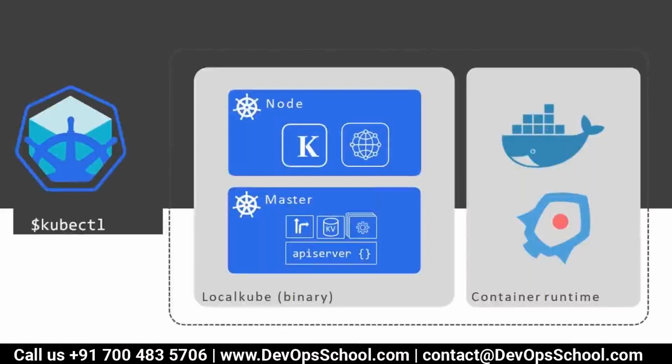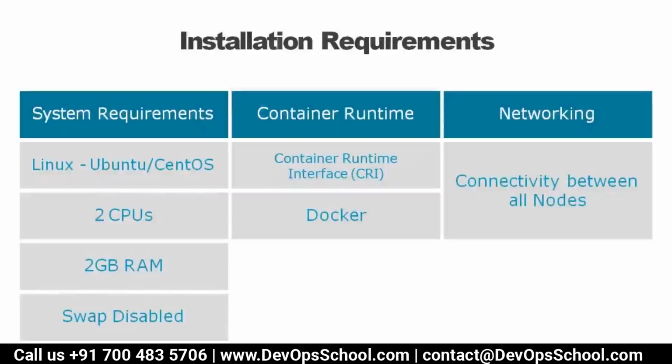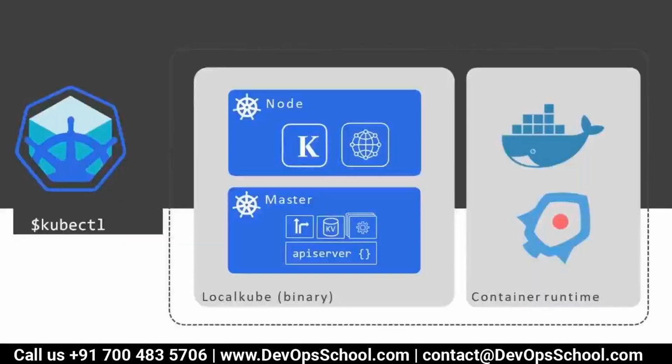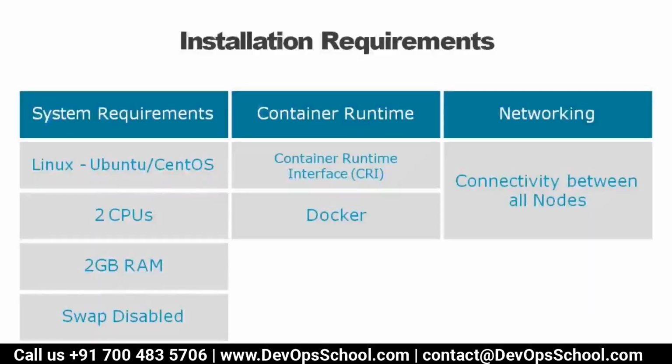So what do you have in Minikube? You have a node, you have a master, you have a container runtime. These are some of the installation requirements. You just need to know the minimum installation requirements. What operating systems are supported? Linux, Ubuntu, CentOS, 2 CPU, 2 GB RAM, and swap should be disabled. A container runtime should be there, like Docker. Networking should be there. So these are the system requirements for setting up the Kubernetes cluster.